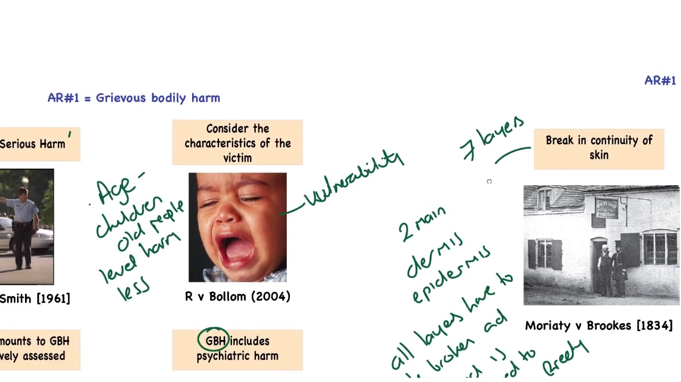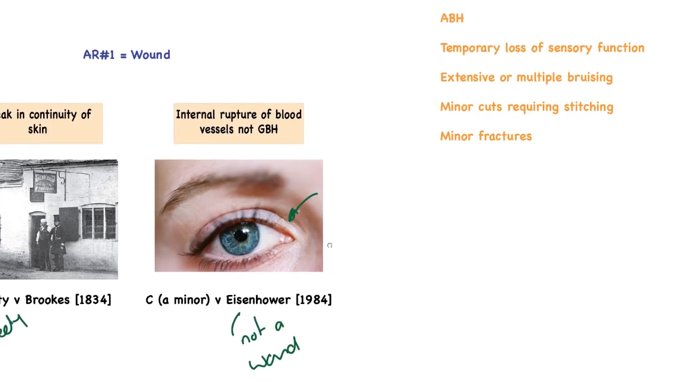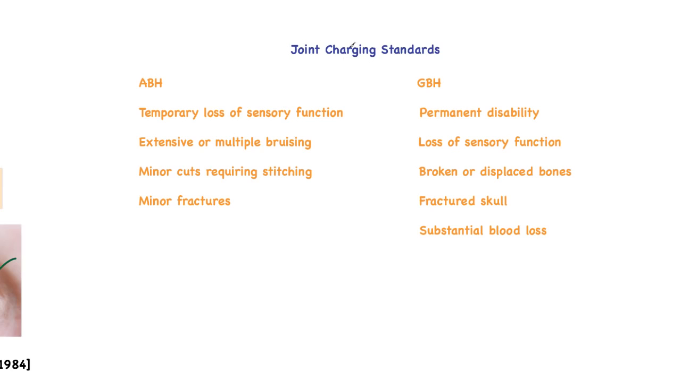Alright, so we now know what grievous bodily harm is, we now know what a wound is. Just before we go on, I want to just take a very brief look at the joint charging standards. Remember what I said, do not start your discussion with the joint charging standards. As lawyers, we look at the actus reus and the mens rea. Simple as that. The joint charging standards can be used to back up our thought process, but shouldn't be used to form it. ABH, if you remember, temporary loss of sensory function, multiple bruising, minor cuts requiring stitching, minor fractures. GBH takes that up a level.